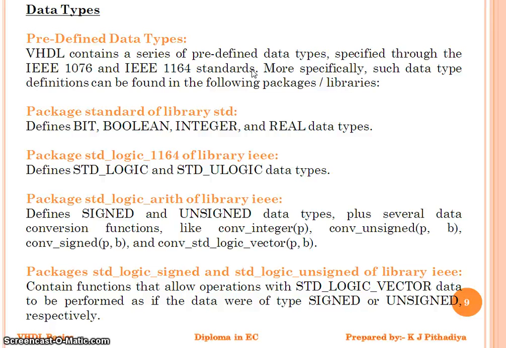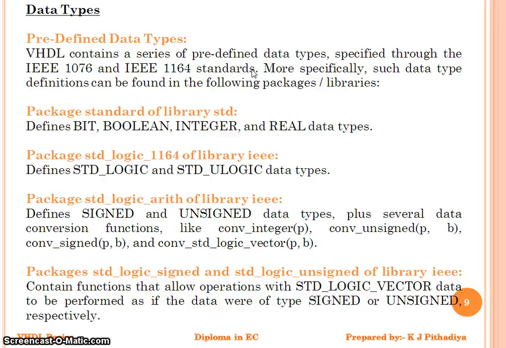Next, the package std_logic_1164 of library IEEE defines the std_logic and std_ulogic data types. What std_logic and std_ulogic are will be considered later on. Next, the package we can go for is std_logic_arith of library IEEE. Here we can go for arithmetic operations. Some of the values come in terms of signed or unsigned integer data types, and several data conversion functions may be there. So this is basically related to arithmetic operations.